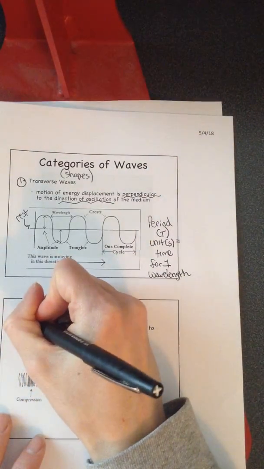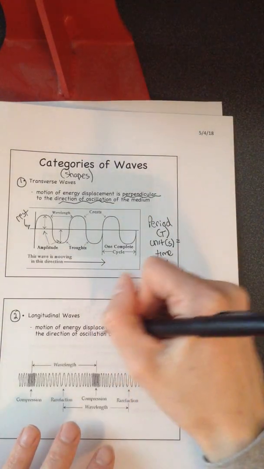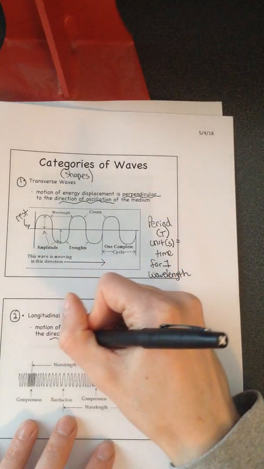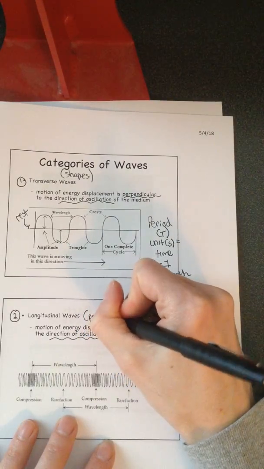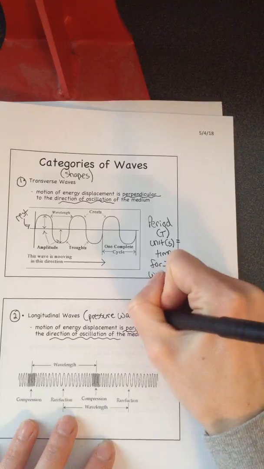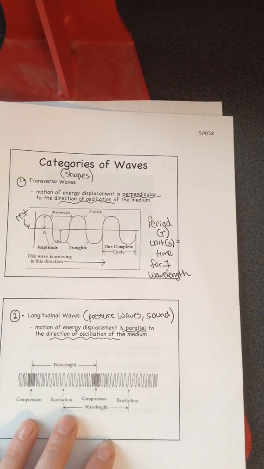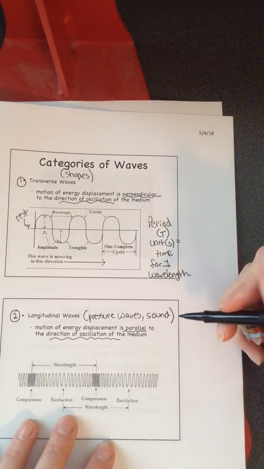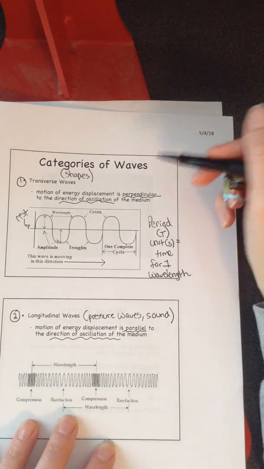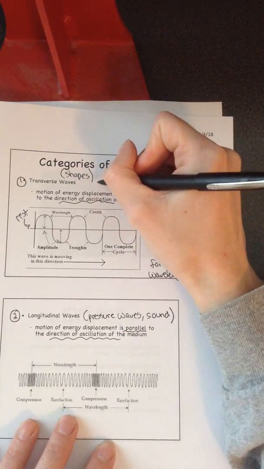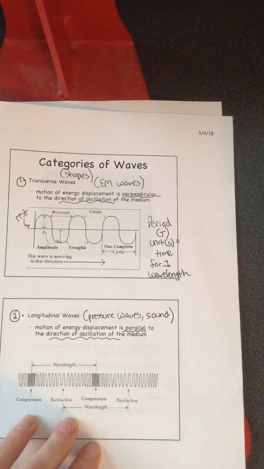The other type of shape is called a longitudinal shape, and you can see the definition right below it. The motion of energy displacement is parallel to the direction of oscillation of the medium. Some examples here are your pressure waves, and of course, your good old sound waves. It's these alternating pressure regions in sound waves that cause vibrations of our eardrums that allow us to hear. If you go back up here, the examples of your transverse shape are all of your EM waves; your electromagnetic waves will take on that shape.